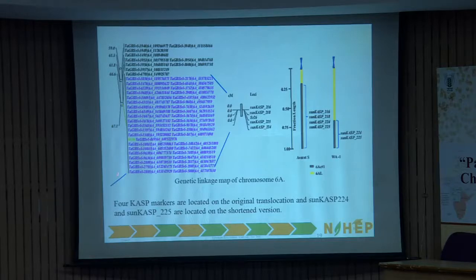So this map gave us 4 markers which were very close to SR26. And this SR26 came as a translocation from Agropyron elongatum. This translocation was the large translocation in our set S, the plant which we used as a donor. And there was one more small translocation in wild abortive 1. CASP 224 and 225, these two markers are SNP based markers.